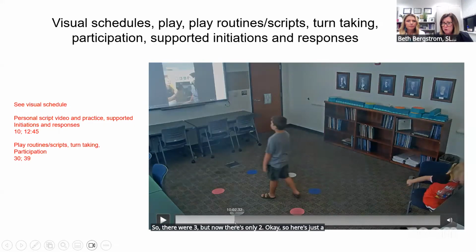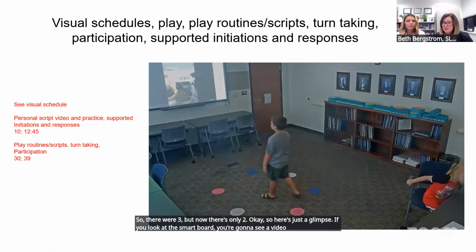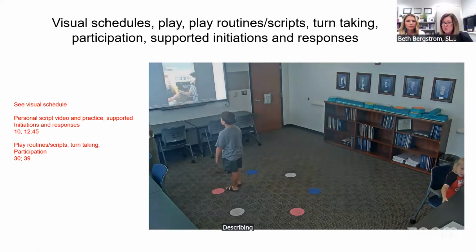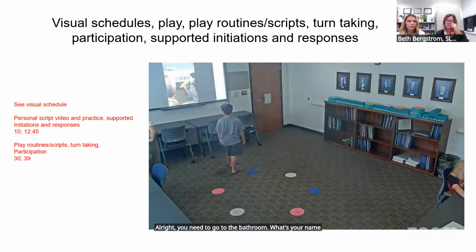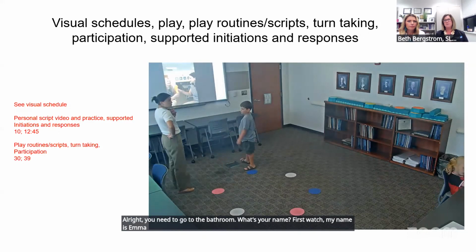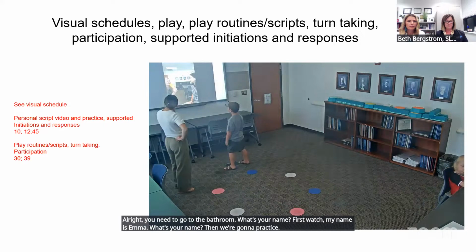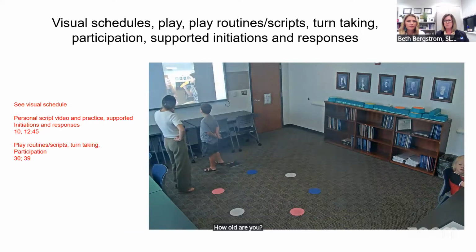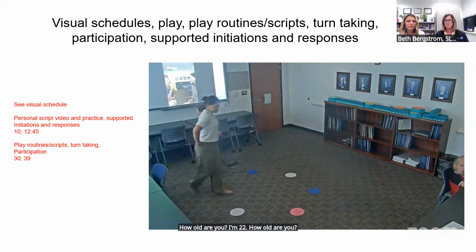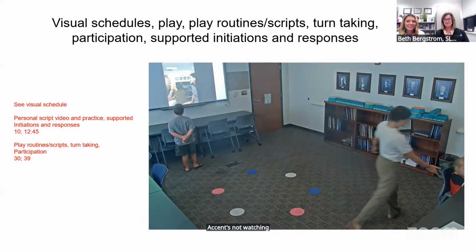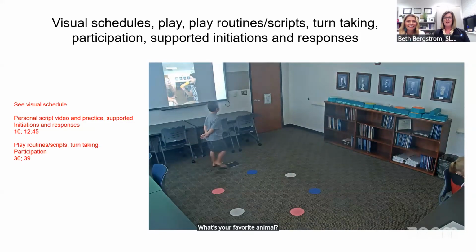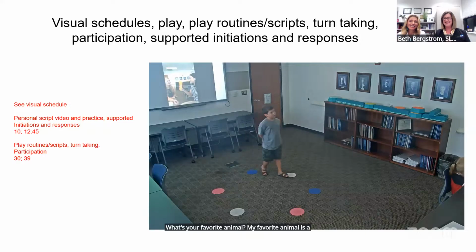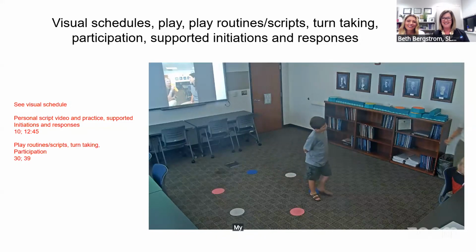What's your name? My name is Emma. What's your name? Daddy. How old are you? I'm 22. How old are you? I'm 22. What's your favorite animal? My favorite animal is an elephant. What's your favorite animal? My favorite animal is an elephant.